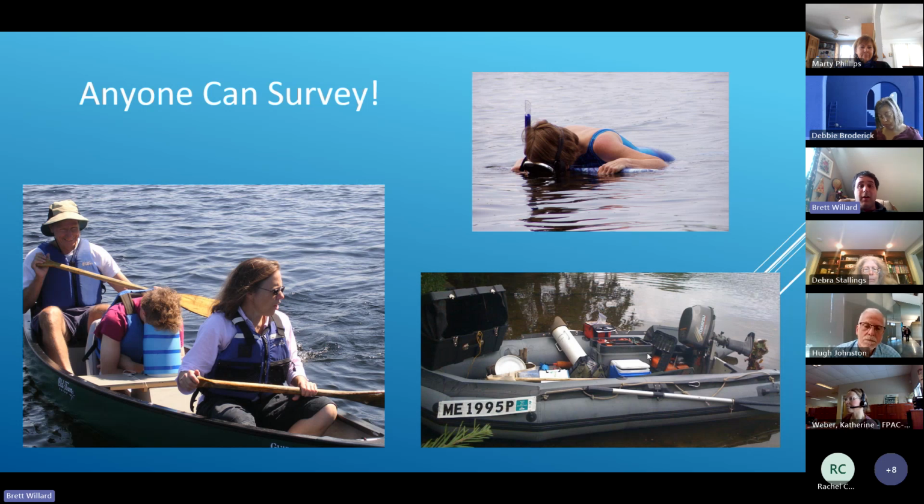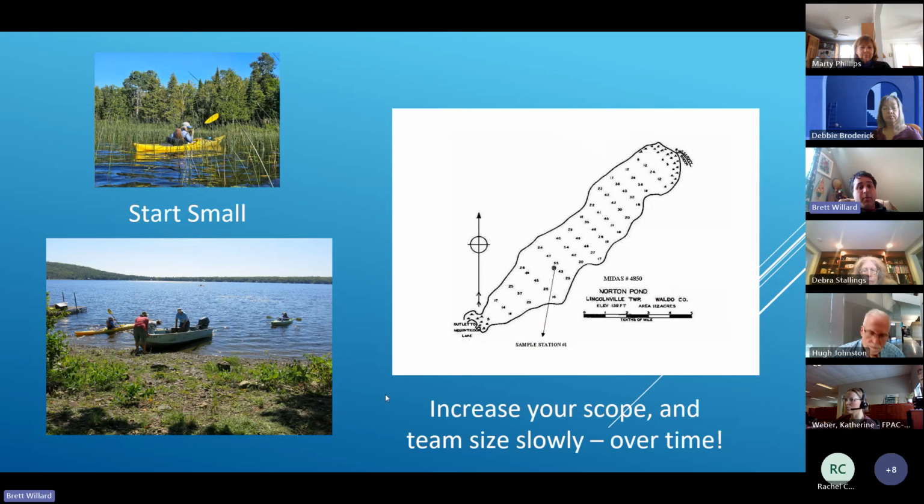You don't need a ton of gear. A pair of polarized sunglasses helps. All you really need is a clipboard and a data form. A rake helps, maybe a dry bag, some snacks, some water, but you don't have to do it with a lot of equipment and you don't have to do it alone. So again, start small. Eventually, once you get comfortable, you can go big and do a bigger survey.